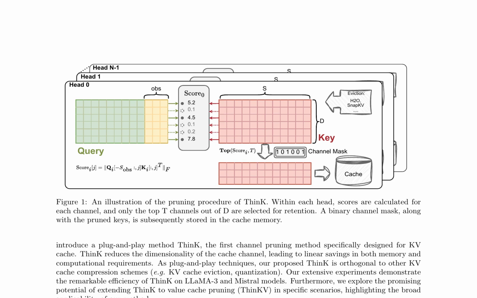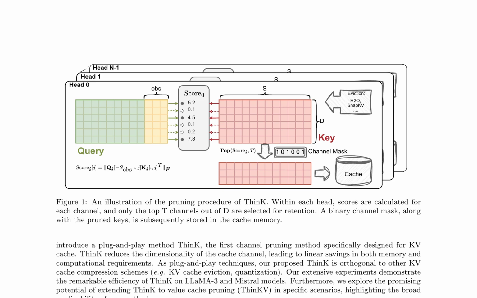To pinpoint the least significant channels, we formulate the task as an optimization problem, aiming to minimize the loss in attention weights attributable to pruning. Using this criterion, we then select the most critical channels in a greedy fashion. We evaluate ThinK using the LLaMA3 and Mistral models and validate its effectiveness across various long-sequence datasets.